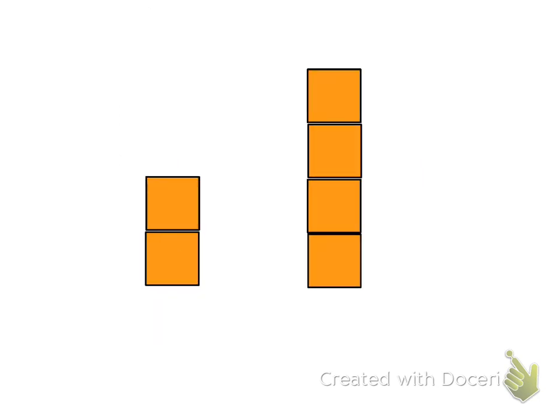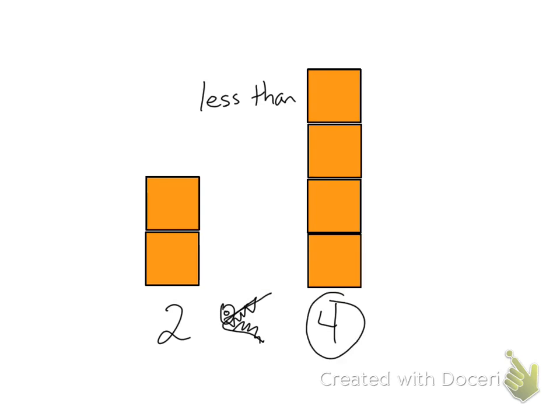Okay, so here I have 2 stacks, and you can see that this stack has 2, and this stack has 4. Well, we know that 2 is less than 4. So we would use a less than symbol, and that looks like this. Again, just remember that the mouth of the alligator always points towards the bigger number. So 4 is the bigger number, so the mouth is pointing towards the 4. Okay, but we would say that 2 is less than 4.